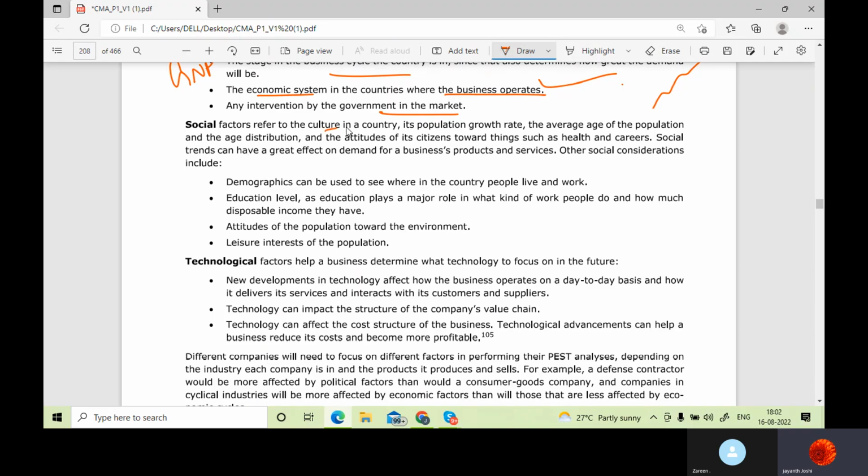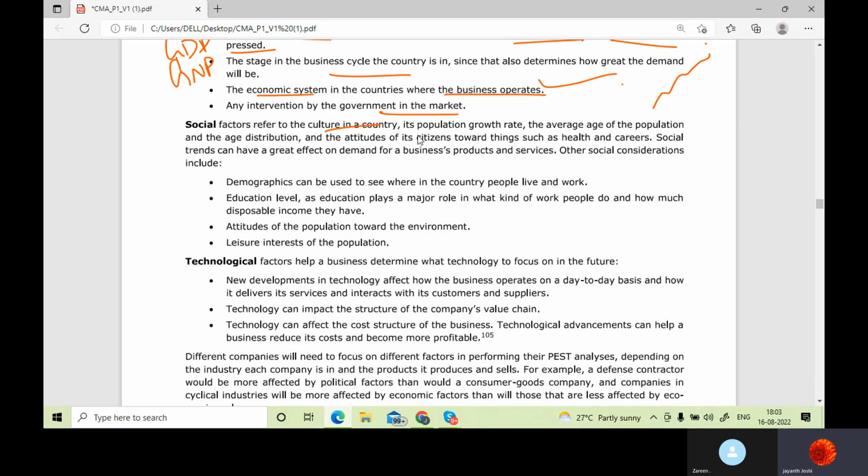Social factors refer to culture in a country. Culture is a very important thing. Then the population growth rate, average age of the population, and the age distribution. Many companies want youth to work in their organization, because youth would be more hungry for earnings, more motivated, more enthusiastic, and more ambitious, isn't it so?